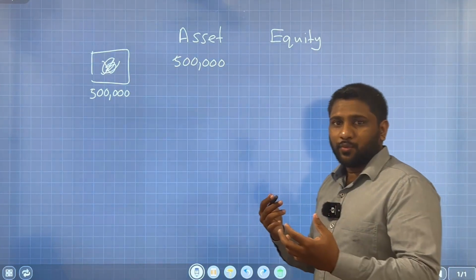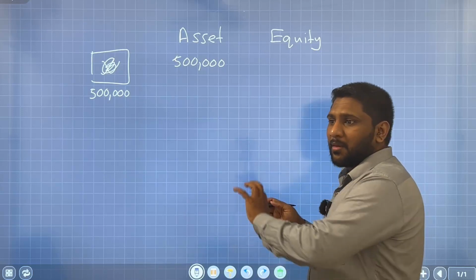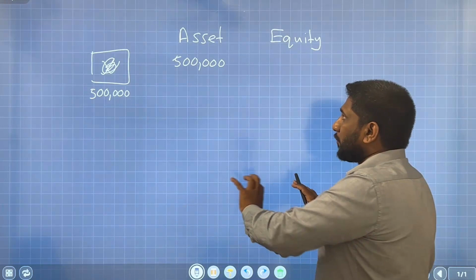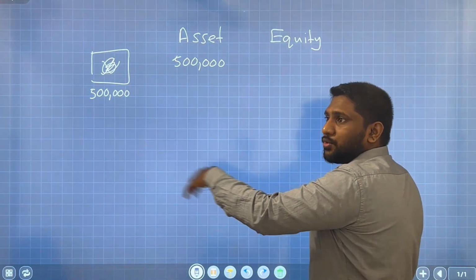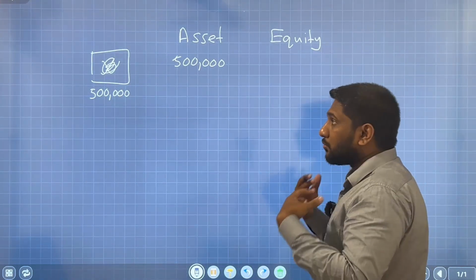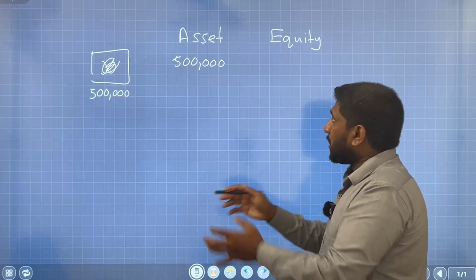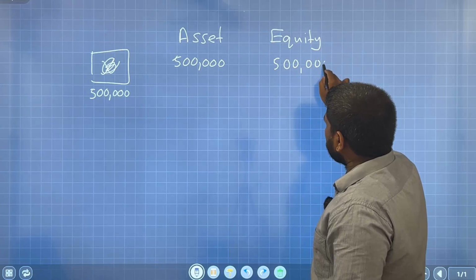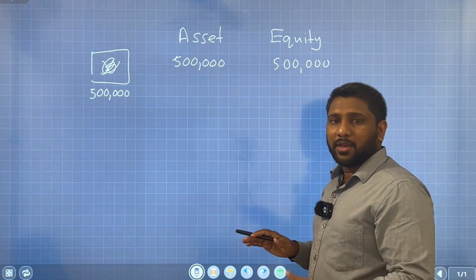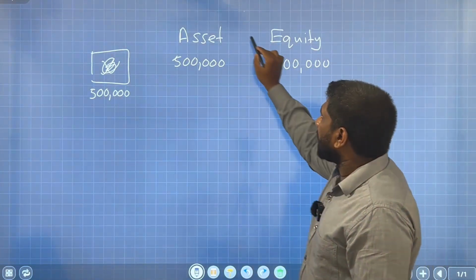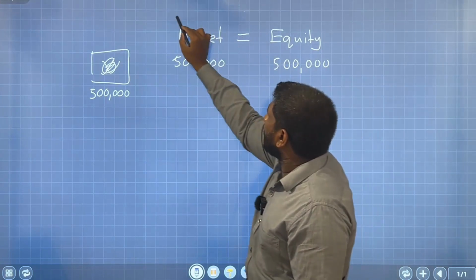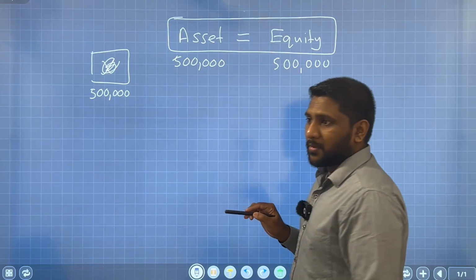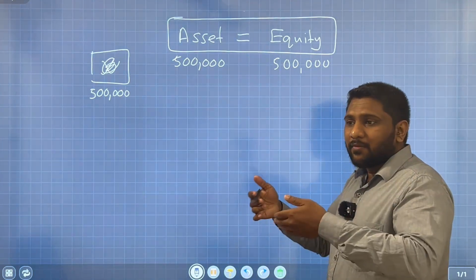So we know when we are doing the accounts, normally business and owner are two different parties. Okay. So for the business, I gave the asset. Who gave the asset? I gave the asset. So my portion in that particular business is how much is that? 500,000. Okay. So this is the very basic accounting equation. So we will be starting with assets equals equity. Assets equals equity.